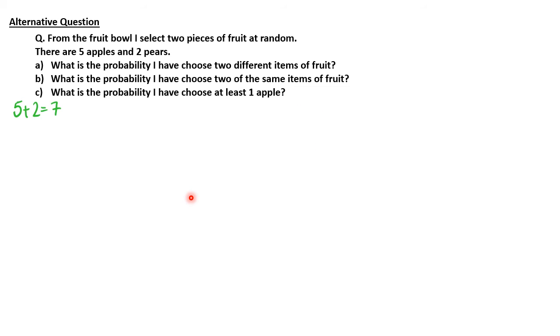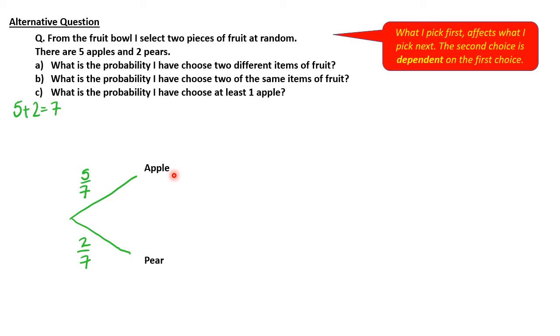So I know there's 7 items in my bowl of fruit, and I could either take an apple or a pear to start with. There's 5 apples, so it's 5 out of 7, and there's 2 pears, so 2 out of 7. And then I take another bit of fruit, so I could either have taken an apple to start with, and then I go back to my fruit bowl and take another item.